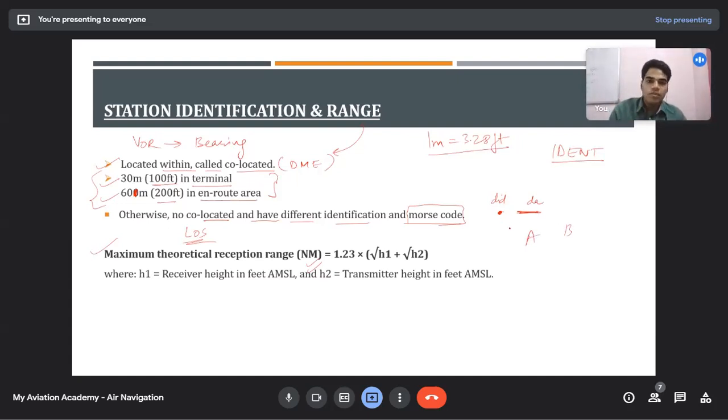When you press for some duration, it is called da. When you just tap it, it's called dit. Dit da, dit da. There are various combinations of all these alphabets. This is actually heard in your headsets when you tune into the correct frequency and press the ident button. Ident is the short form of identification. As a pilot, you'll be taught how to identify the correct radials.